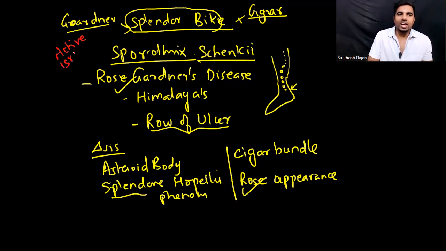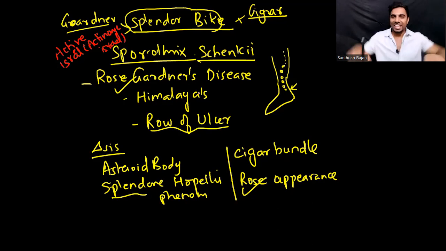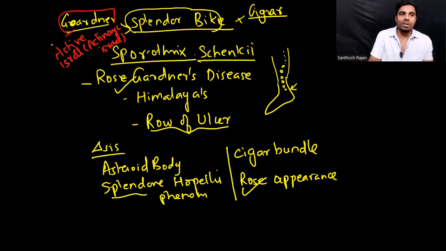Active Israeli. So what is this, sir? Where did this come from? Active Israeli is nothing but Actinomyces israelii. The Active Israeli guys have a Splendor bike too. Actinomyces israelii, they say, but I shortly remember it as Active Israeli guy. Okay. That was Splendor bike. So two have a Splendor bike: one, the gardener, and the second, the Active Israeli guy.